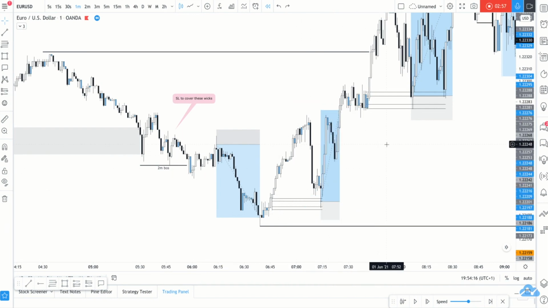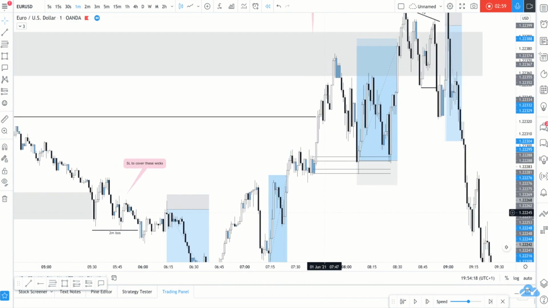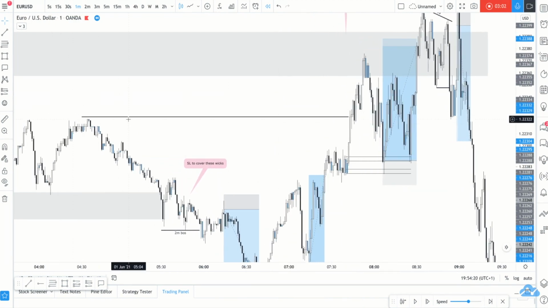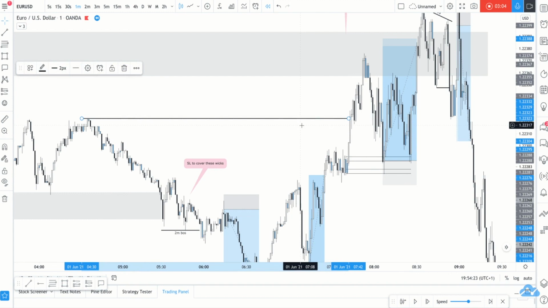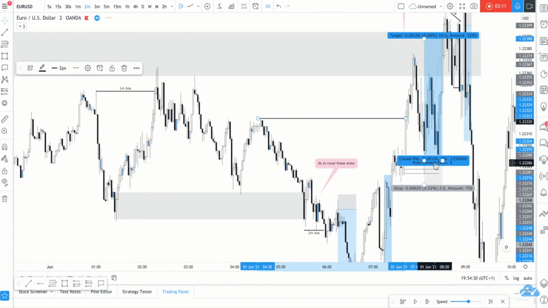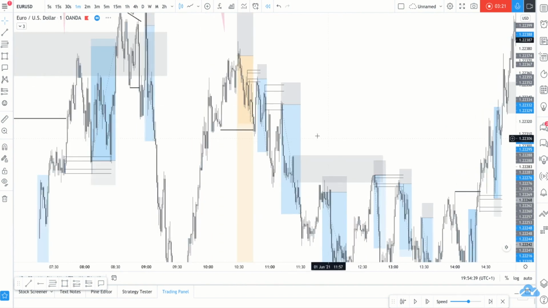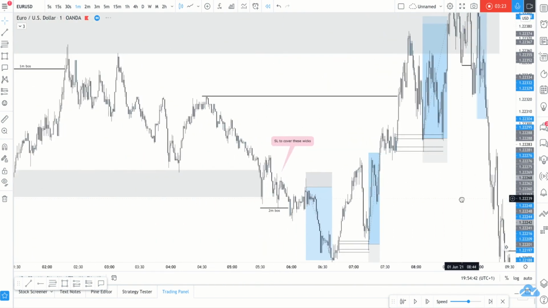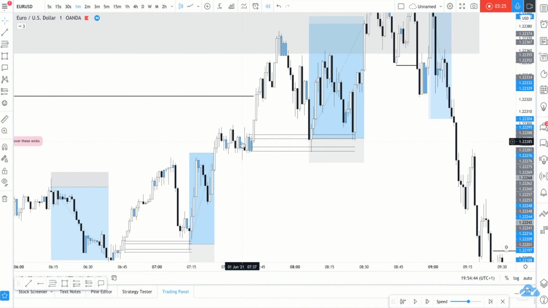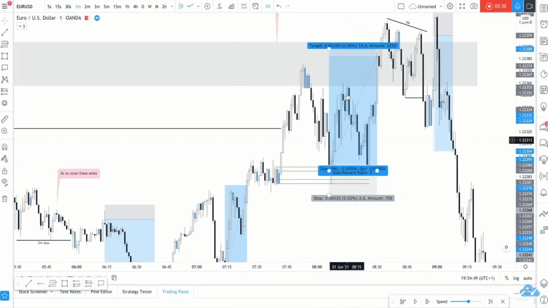Hope that makes sense. And then here it actually broke structure as well, and you would take this demand zone. And because it had an inside bar as well, it was a pause in the market. Not a structure change, but a pause, because it was ranging. And then that would have worked out as well.